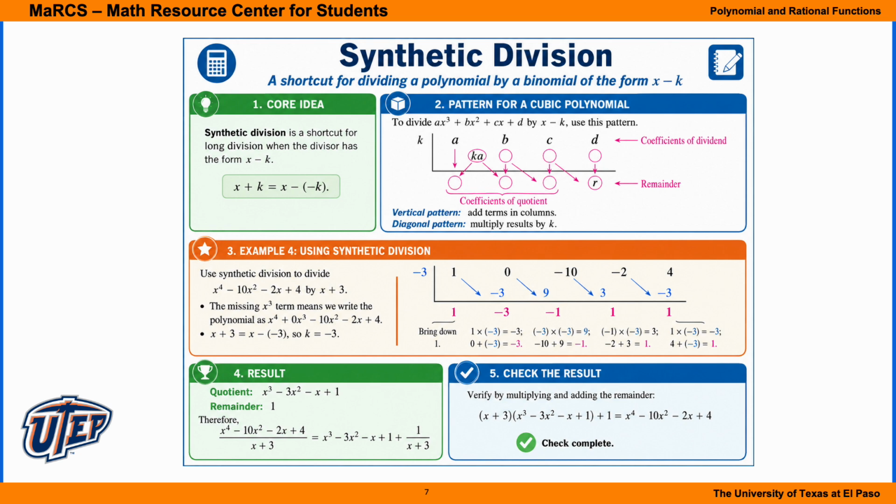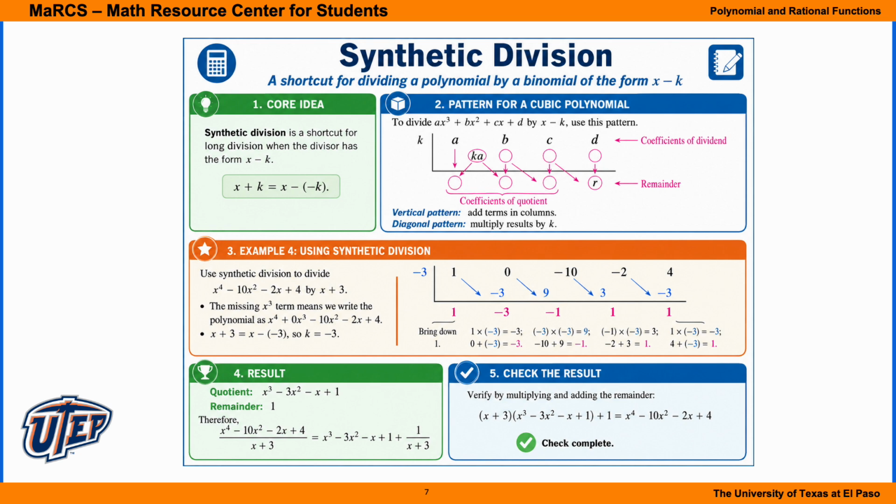So we are told to divide the function x to the power of 4 minus 10x squared minus 2x plus 4 by x plus 3. So x plus 3 is the same thing as saying x minus negative 3. So then our k is equal to negative 3, and we will write that on the outside of the box. Since we have no x cubed term, for that coefficient, we will just write a 0. So for a, we have 1, since we have x to the power of 4.